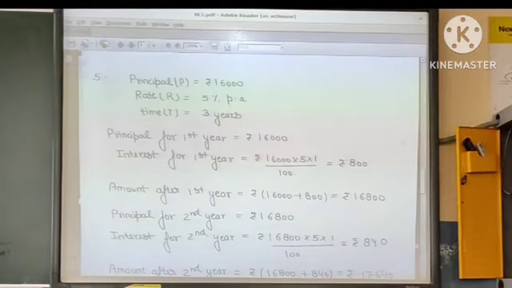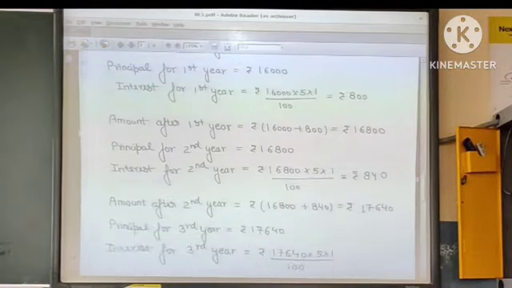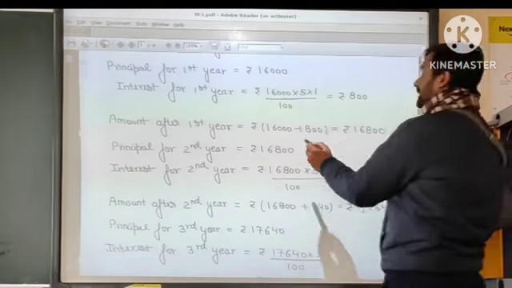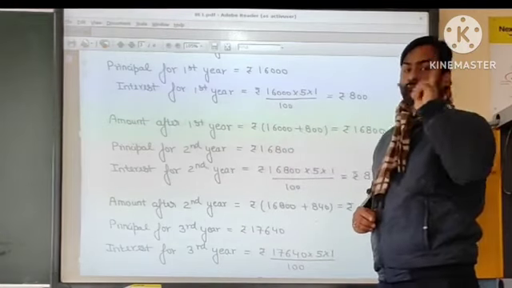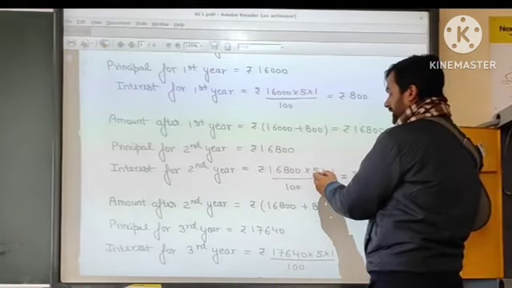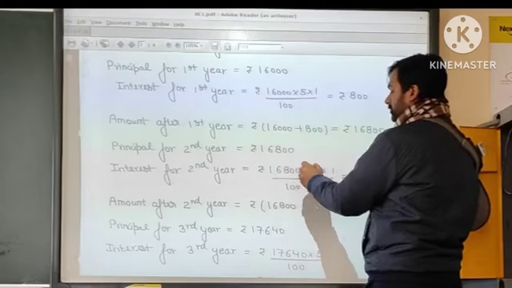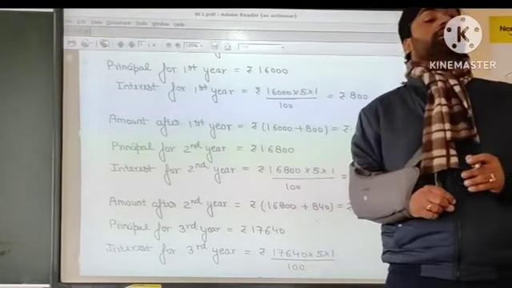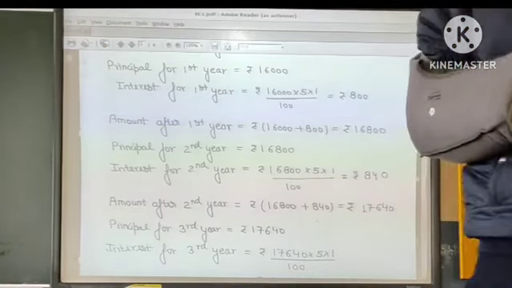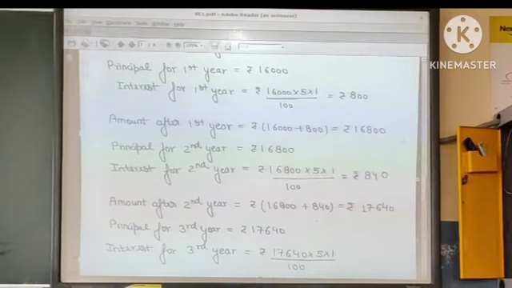Then see further. The principal for second year is 16,800. Now, rate of interest remains same. Time is 1 year. Rate of interest is 5% per annum. Putting this, 168 into 5 is 840. So 840 is the interest in the second year. Now, this interest when added to the principal for the second year becomes the amount after second year.